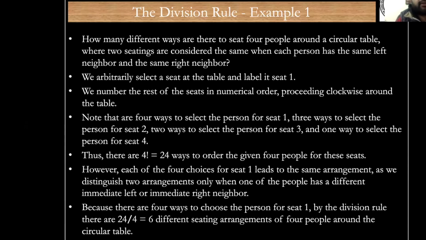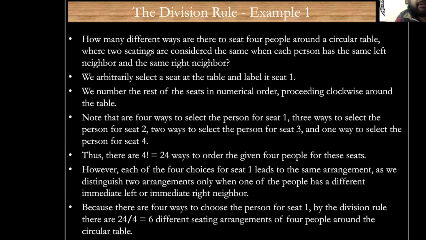When the person is sitting on seat 1, that's one possibility of having the same neighbors. When sitting on seat 2, he has the same set of neighbors. Seat 3, he has the same set of neighbors. Seat 4, he may have the same set of neighbors. So there are 4 different options for each person, for each of these settings, where it's the same arrangement.